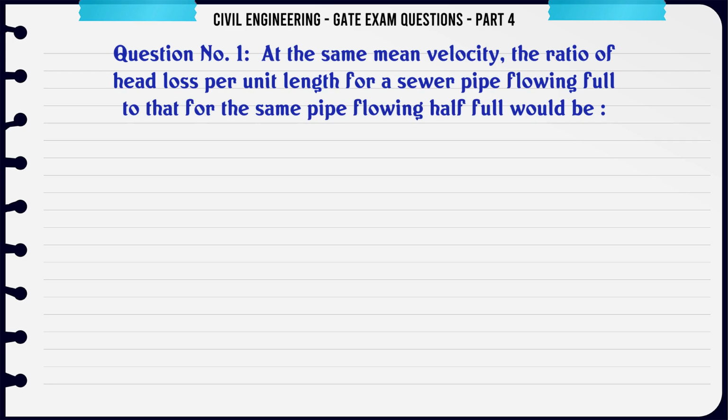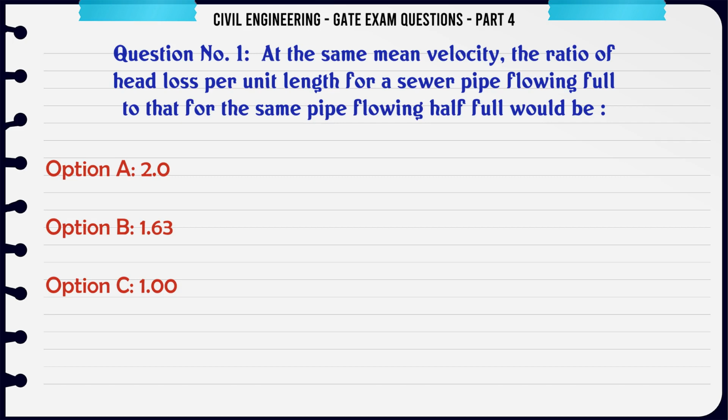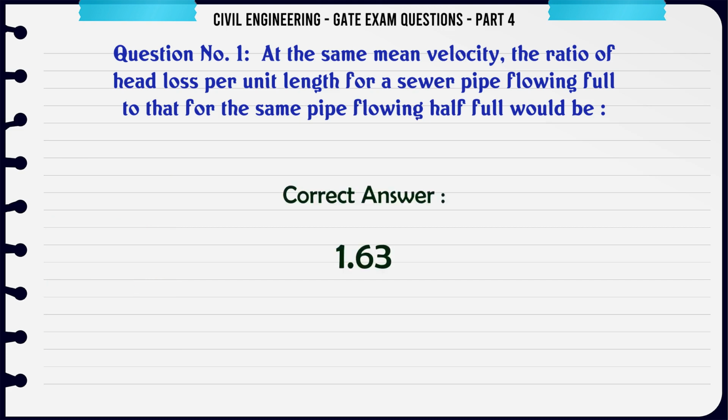At the same mean velocity, the ratio of head loss per unit length for a sewer pipe flowing full to that for the same pipe flowing half full would be A 2.0, B 1.63, C 1.00, D 0.61. The correct answer is 1.63.